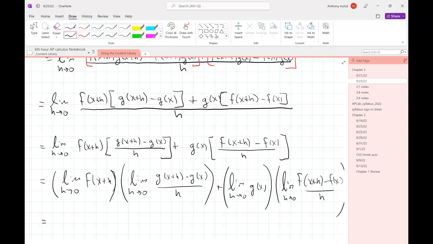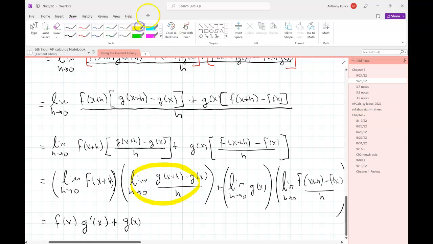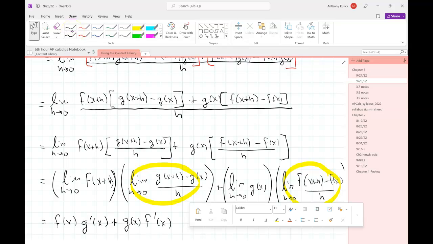Okay. And what's the limit as h approaches 0 of f of x plus h? F of x, right? And this guy is just my definition for the derivative of g. What's the limit as h approaches 0 of g of x? Just g of x, right? And this was my definition for the derivative of f. So there we go. That's it.